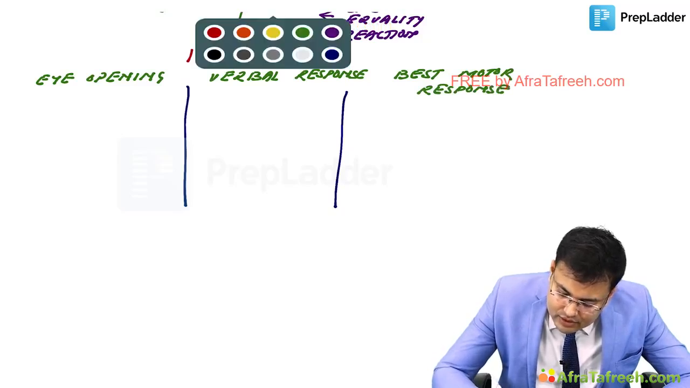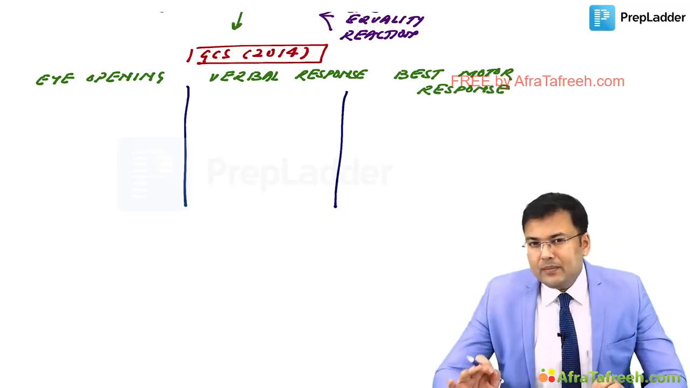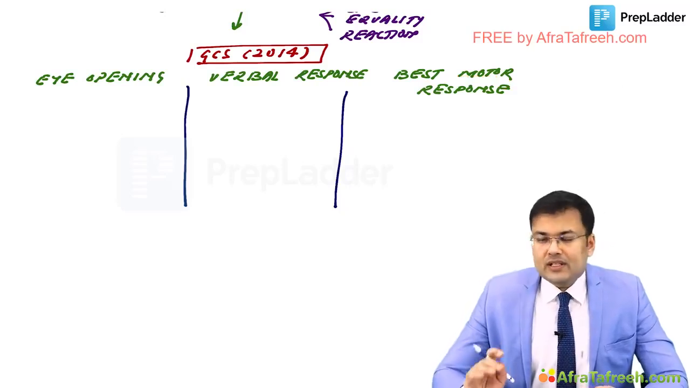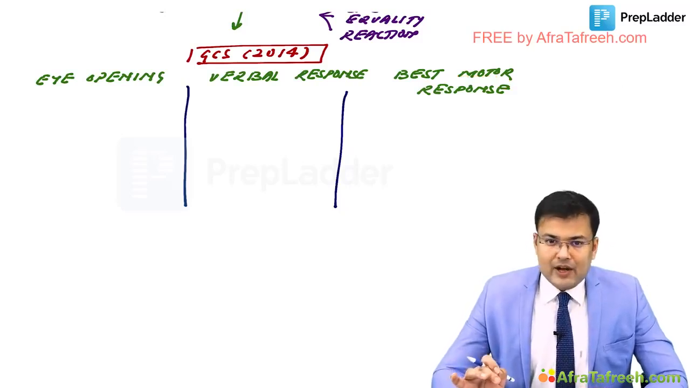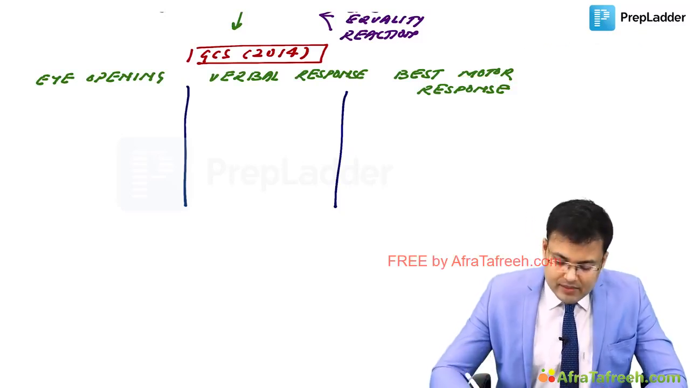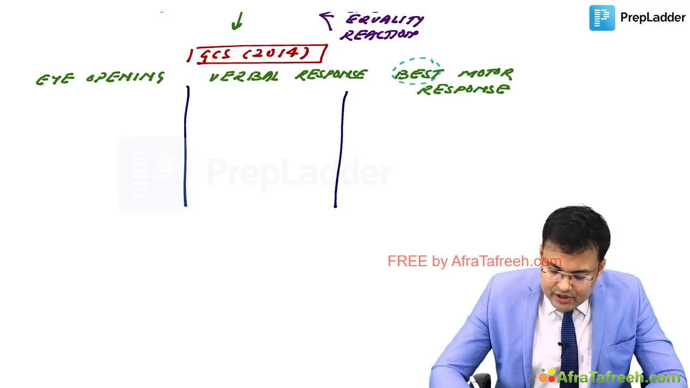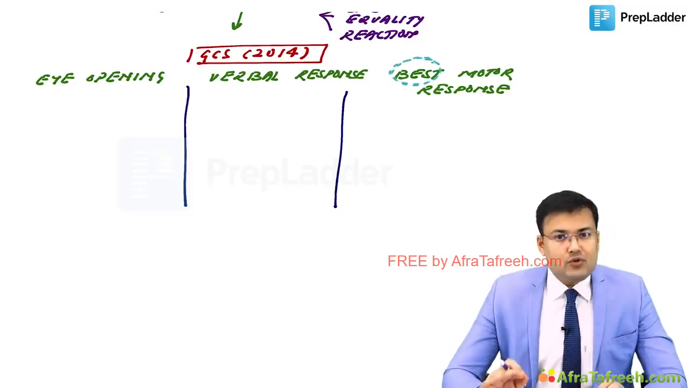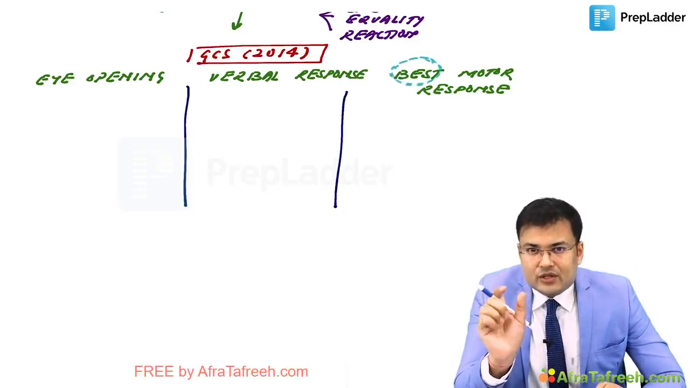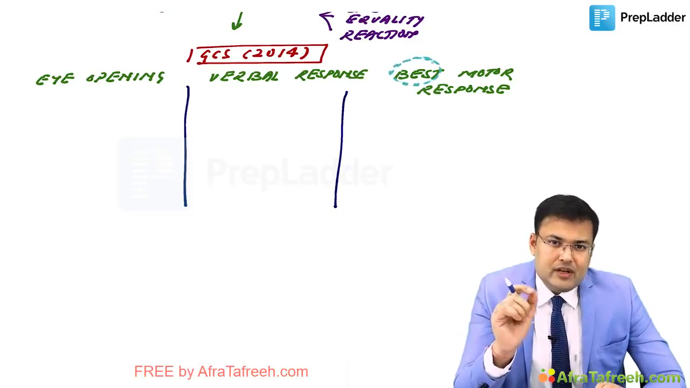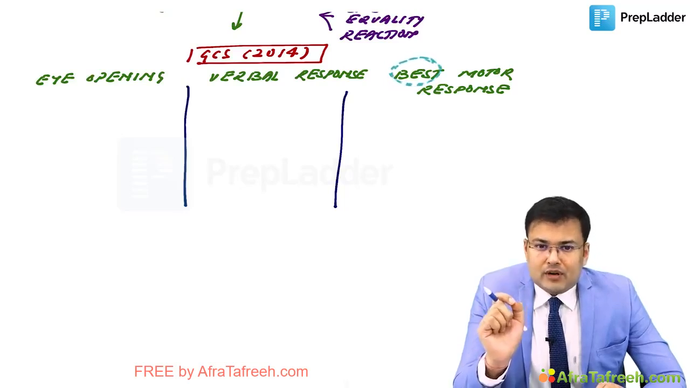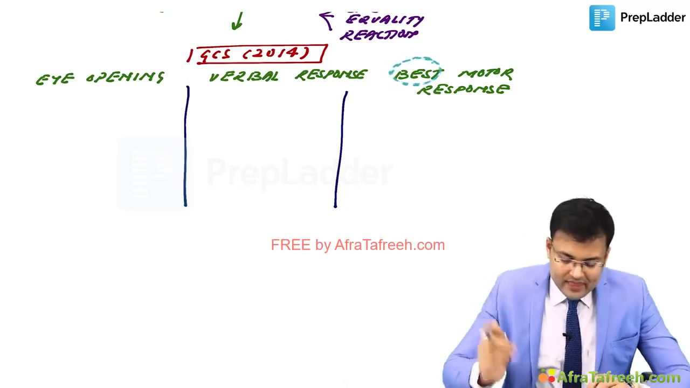Clear? So first question, what is the best predictor of outcome? According to GCS, what is the best predictor of outcome? Eye opening, verbal response, or best motor response? So how to remember? The best predictor of outcome is best motor response. But in exam you will not get the term best, you will just get the term motor response. So the best predictor of outcome is motor response or best motor response.